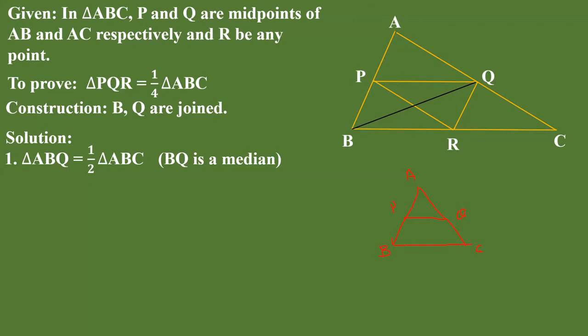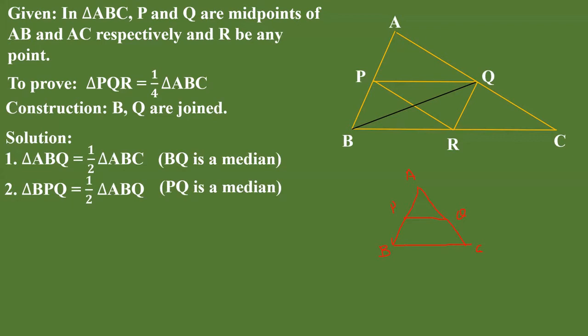If you look into the triangle ABQ, you can see in that triangle, P is also the midpoint, and P and Q are already joined there. So can I say PQ is a median? If PQ is a median, a median bisects the triangle ABQ, right? So look at BPQ, that triangle is equal to half of ABQ. Can we say this or not? Yes, of course. Why? Because PQ is a median, isn't it?